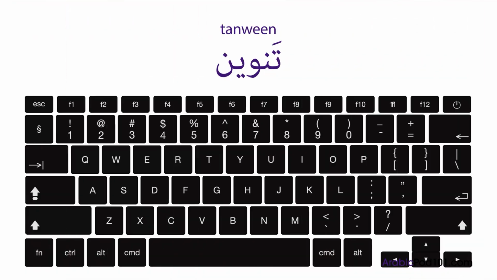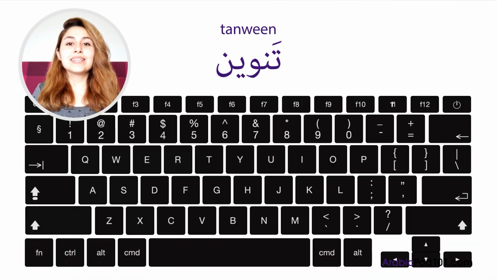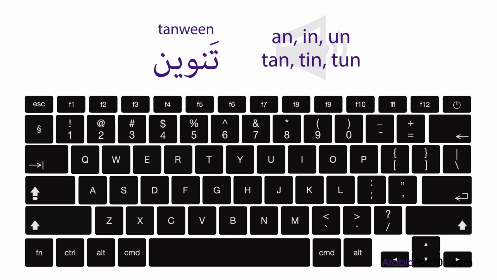Now let's check out some more voweling signs. Tanween is a voweling sign that is added to a word when it's in certain positions in a sentence. It is pronounced an or in or un, or tan or tin or tun, depending on the position of the word in the sentence and the last letter of the word.